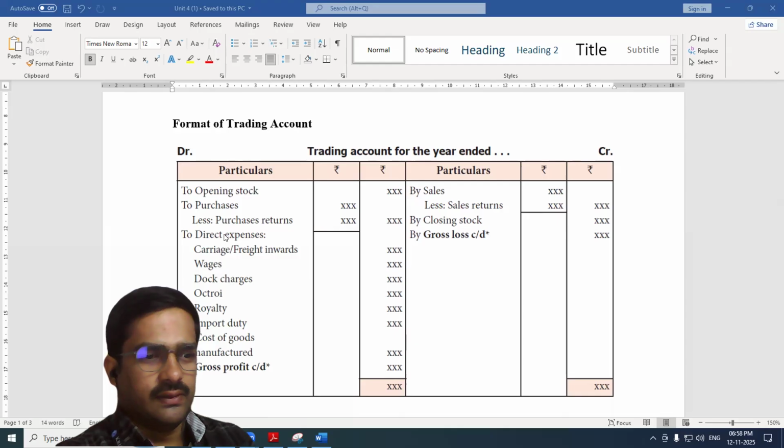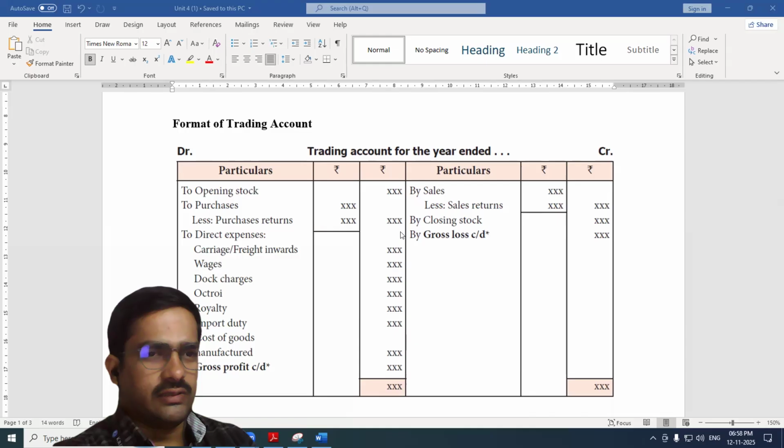On the debit side, it starts with the opening stock. Whatever the opening stock is at the beginning of the year, we are going to record. The second one is the purchases. Any purchase transaction in this year, we are going to record here. And if there is any purchase return, we are going to subtract the purchase return.